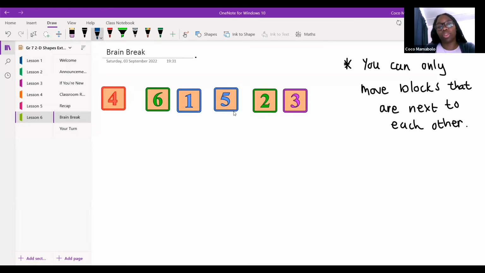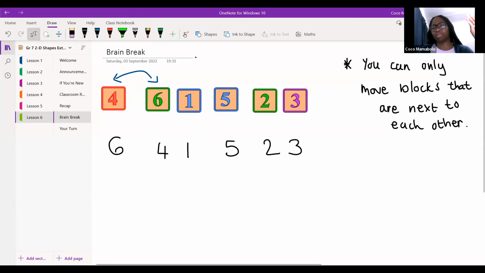Oh, we can't because we can only swap numbers that are sitting next to each other. So I can only swap 4 and 6 or 5 and 1 or 5 and 2. So which one am I going to swap? I can only swap numbers that are sitting right next to each other. What do you think? 4 and 6. 4 and 6. Okay, yes, we can swap 4 and 6. Okay, so my new order is 6, 4, 1, 5, 2, and 3. Thank you very much, Milani. Okay, that's where we're starting.